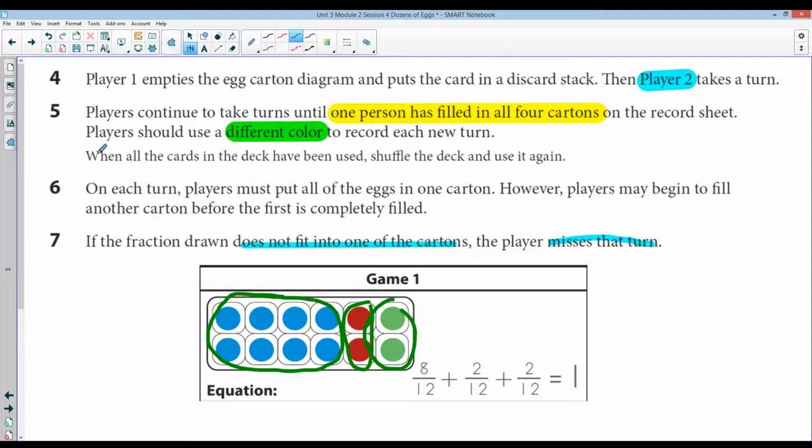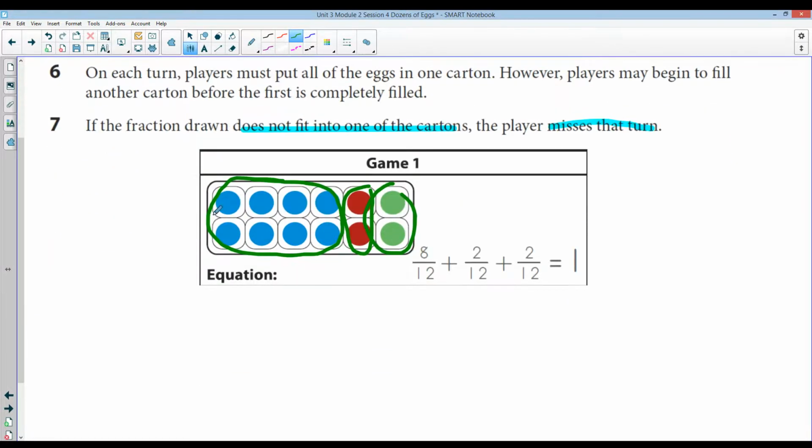Now, on each turn, players must put all the eggs in one carton. However, players may begin to fill another carton if it's completely filled up. So if you got, say, 4 12ths after this, and you put 2 here, then you can put it in another one down below.